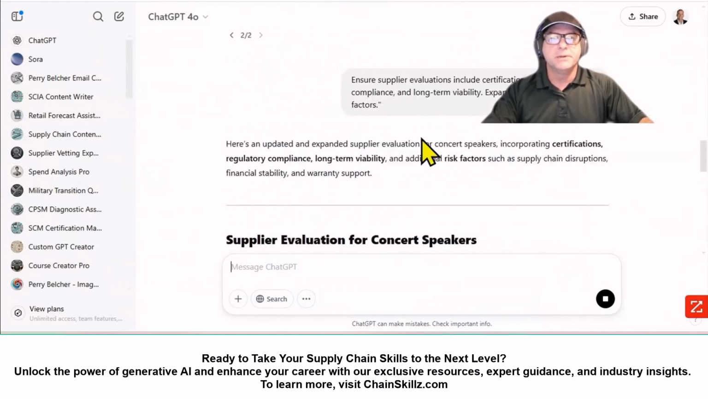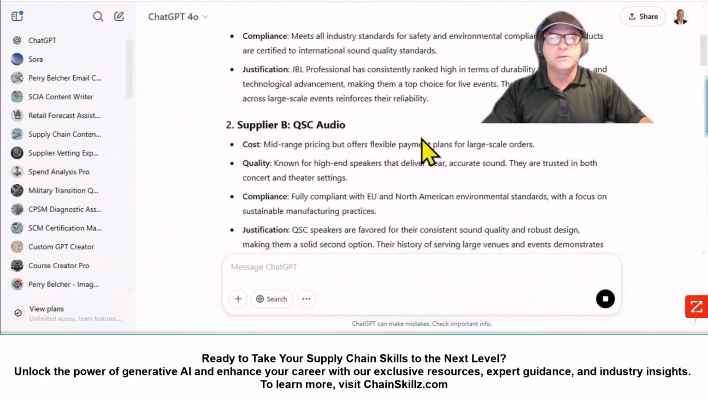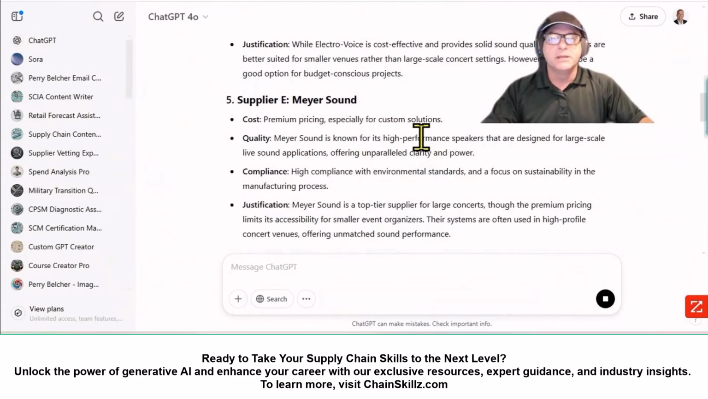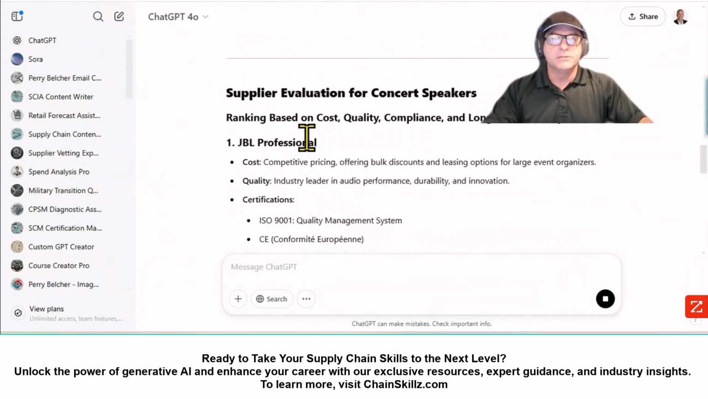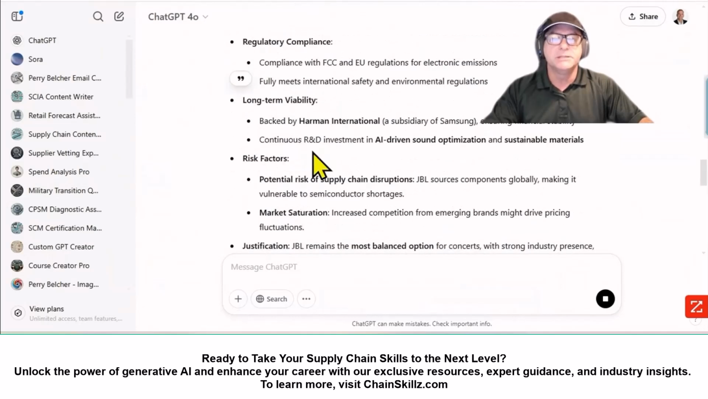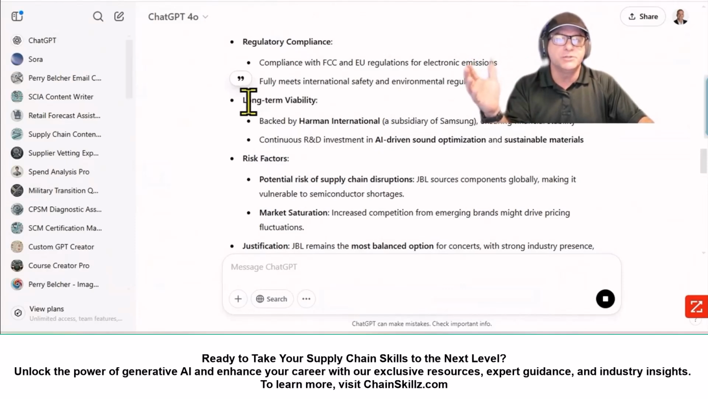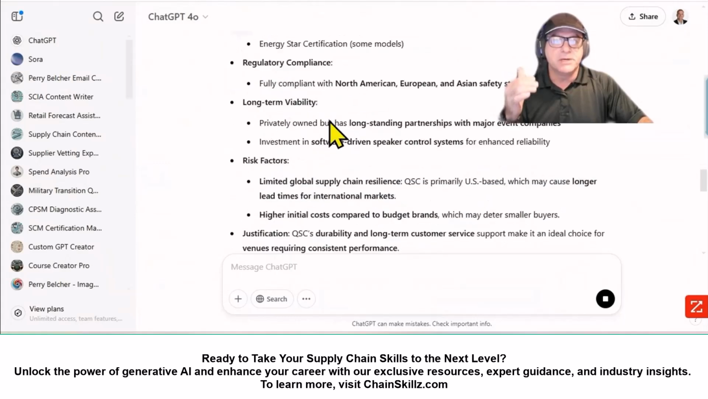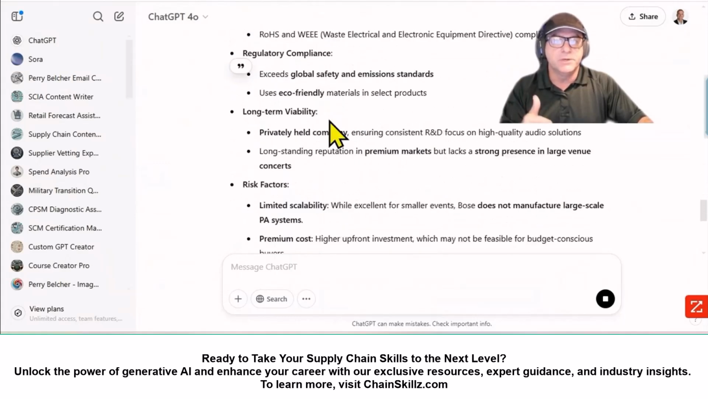Okay, so going back up here, it gives us JBL, QSC, Bose, Electro Voice, and Meyer Sound. And then here it gives us justification for each one. JBL: competitive pricing, industry leader, has its certifications, regulatory compliance, long-term viability. Why is this important? We don't want to buy a speaker and then not have it supportable for the long term. What are the risk factors we have to worry about? Market saturation. It goes through this process with the other vendors as well.